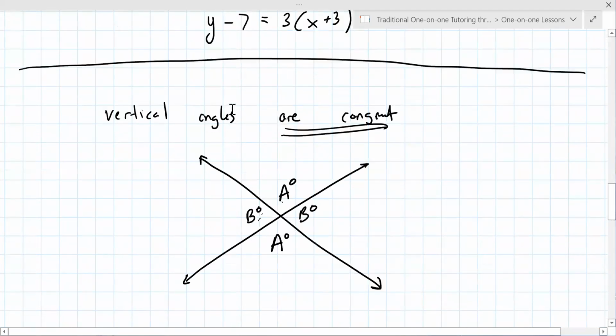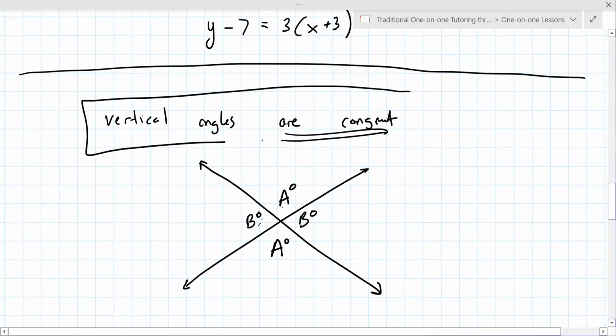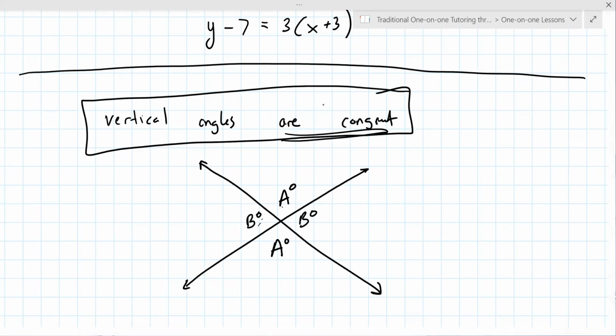Okay. So this is the most important thing from today. Vertical angles are congruent. That means they are equal. You've got to remember that. When I talk to you on Thursday, I'm going to ask you first thing about vertical angles, and you're going to tell me vertical angles are congruent. You got it? Excellent.